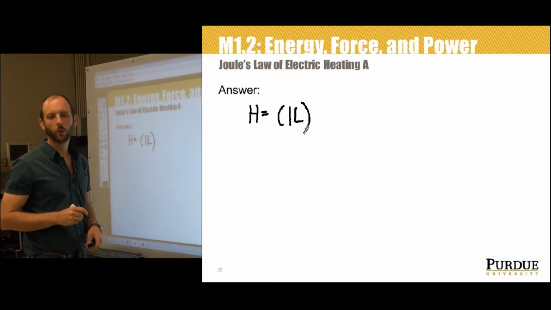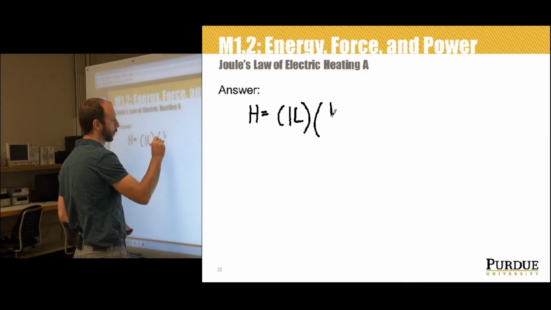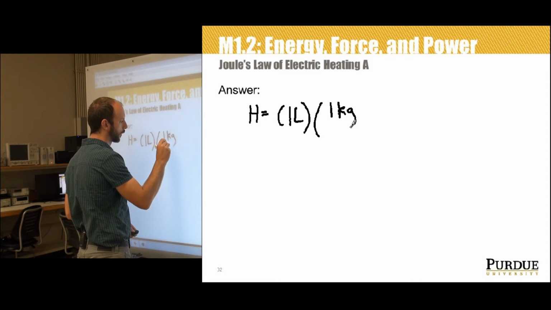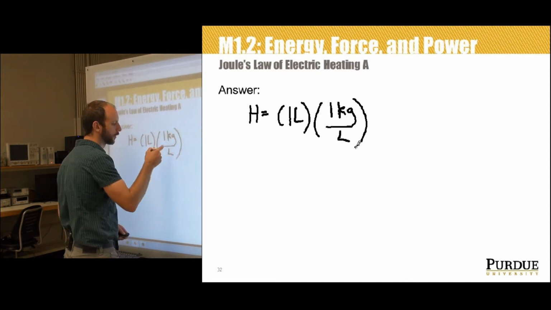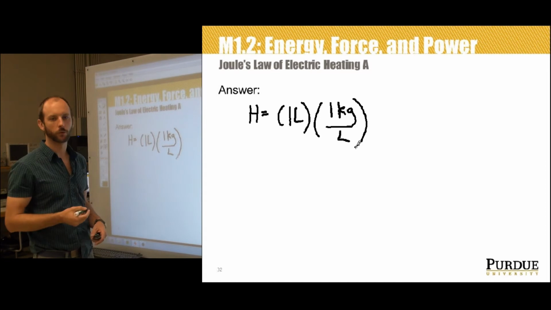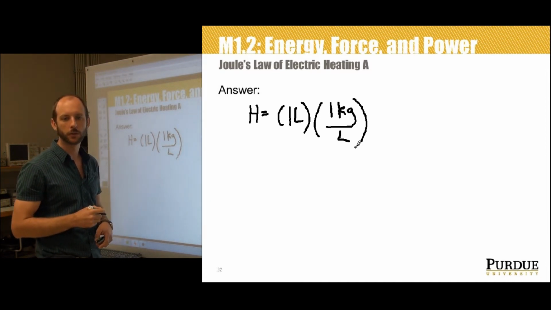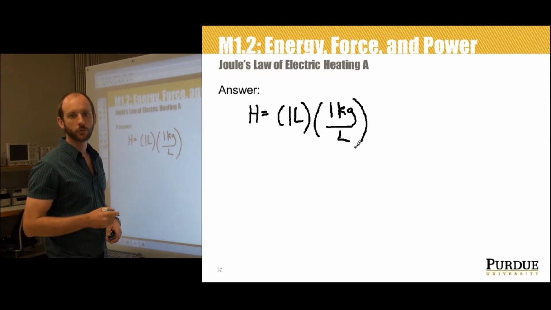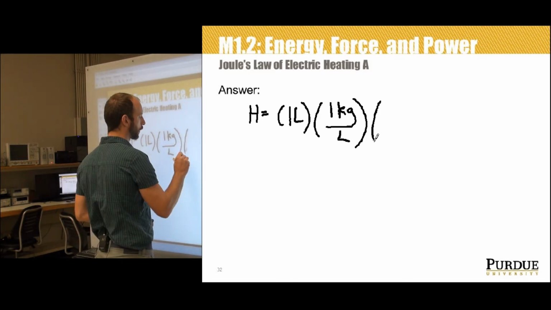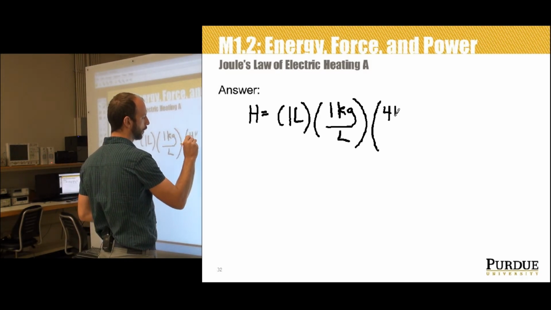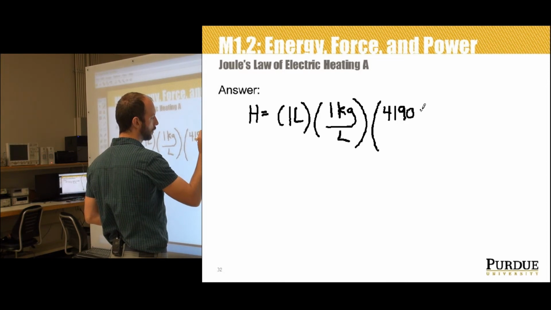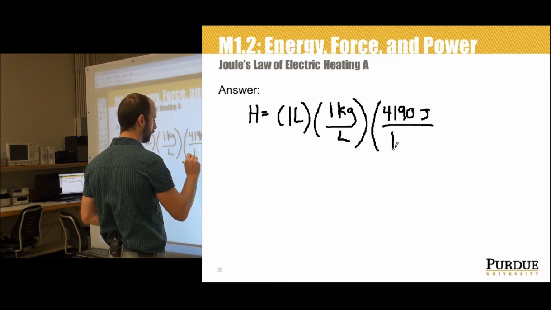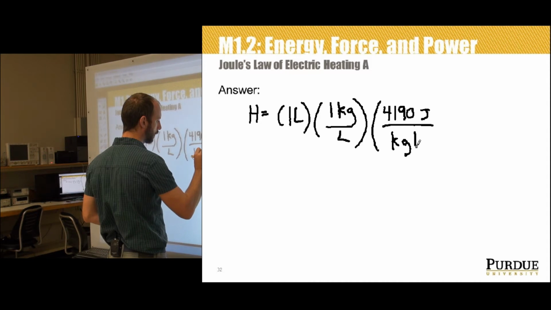1 liter of water. We now multiply by the density of water. This one's nice. It's 1 kilogram per liter. Look, density of water at standard atmospheric pressure, 1 kilogram per liter. Now we need to multiply that by the specific heat of water, which again was 4,190 joules per kilogram Kelvin.